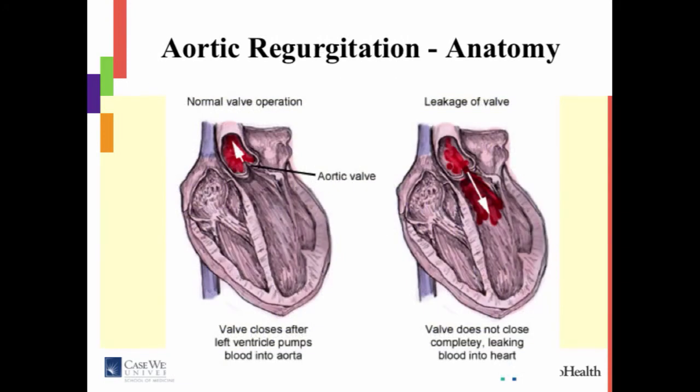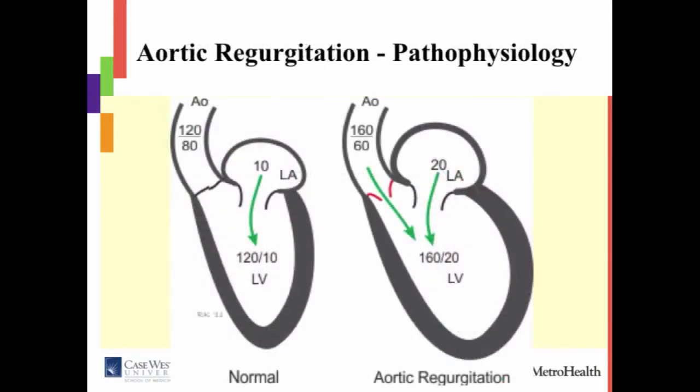Okay, so anatomically wise, let me change back to the pen here, or to the arrow rather. So this is your normal aortic valve. In diastole, it's closed. And here, the aortic valve is leaking. So in diastole, there is blood flow going into the left ventricle. So the left ventricle is being filled by the blood flow from the left atrium, as well as the backflow of the aortic insufficiency. Now, pressure-wise.